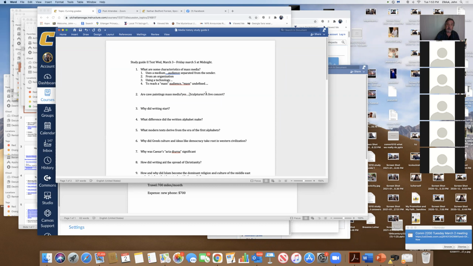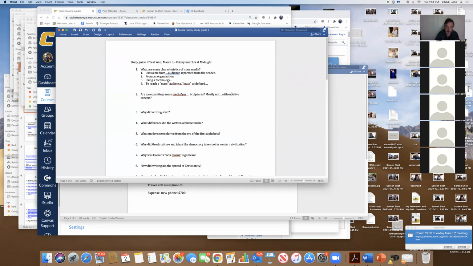Some people ask about sculptures. It is usually from an individual artist, so it's not an organization. Using a media, is a sculpture a medium or a technology? Kind of squishy. To a mass audience, a lot of people say yes. So probably not. I'll say mostly not, with exceptions, like the Statue of Liberty.